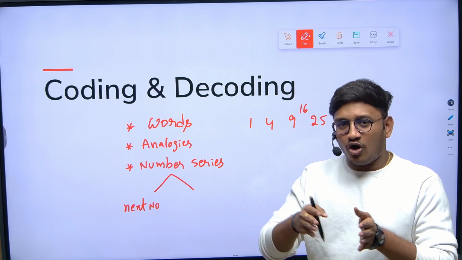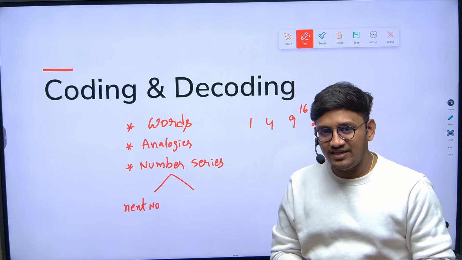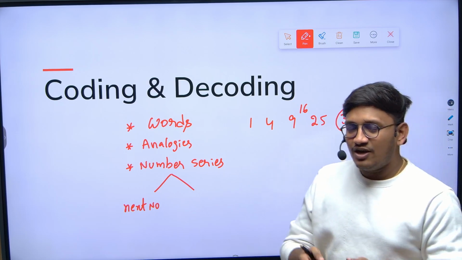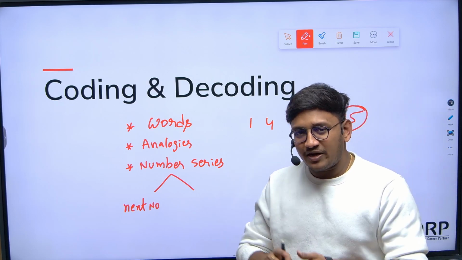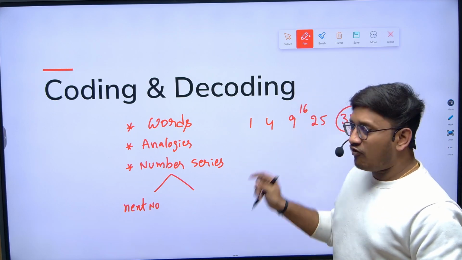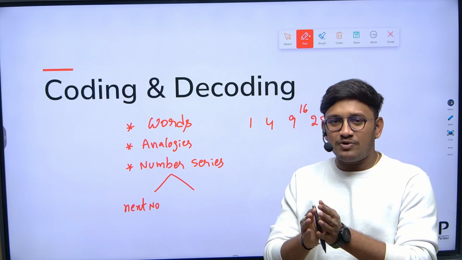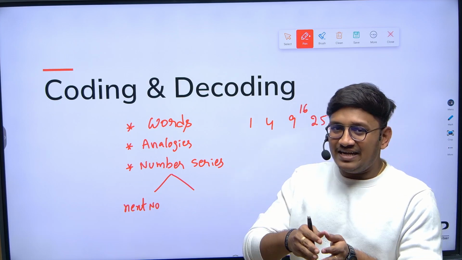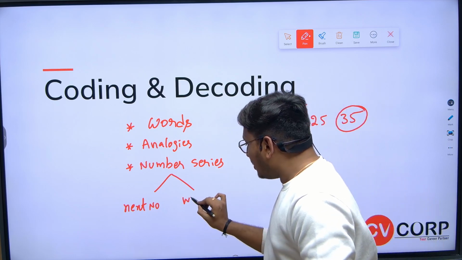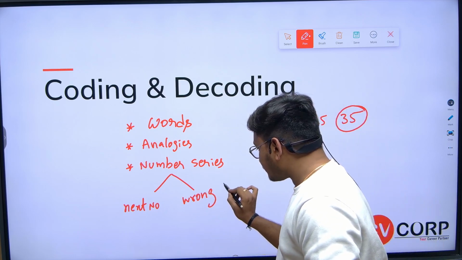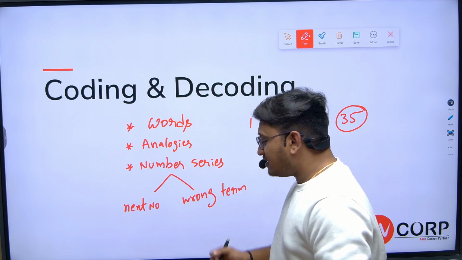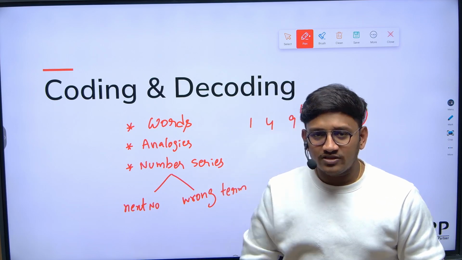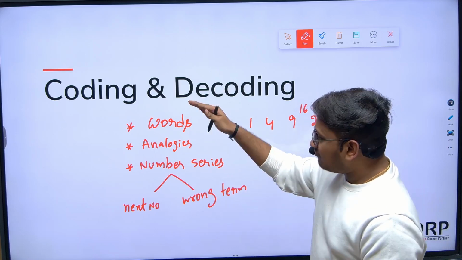They will give you all the numbers in a particular set and ask you to find the wrong term in that series. It means all the numbers follow a similar pattern except one number. You need to identify which number that is, the one that deviates from the pattern. So we call it the wrong term in the series, or sometimes they will say find the odd one out in the series. These are very important.